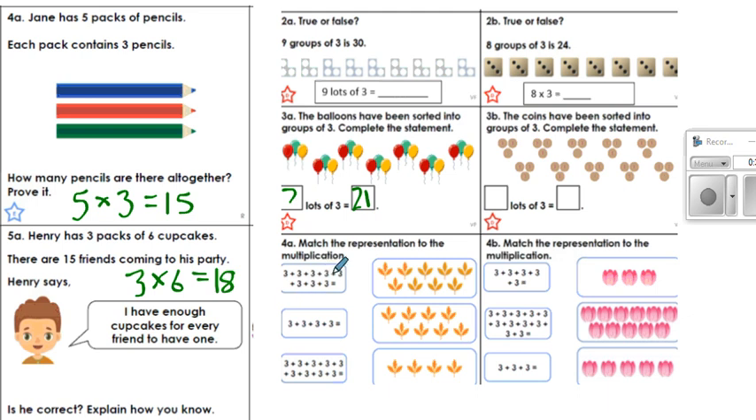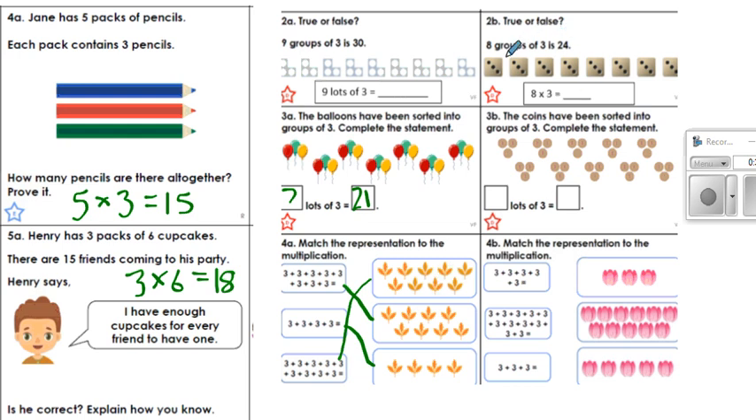3, add 3, add 3, add 3, add 3, add 3. What have we got there? We've got 8 threes. Here we've got 4 threes. And here we've got 9 threes. Sorry, it took me a while, that one, because I had to work out what they were doing, but it's counting the leaves.